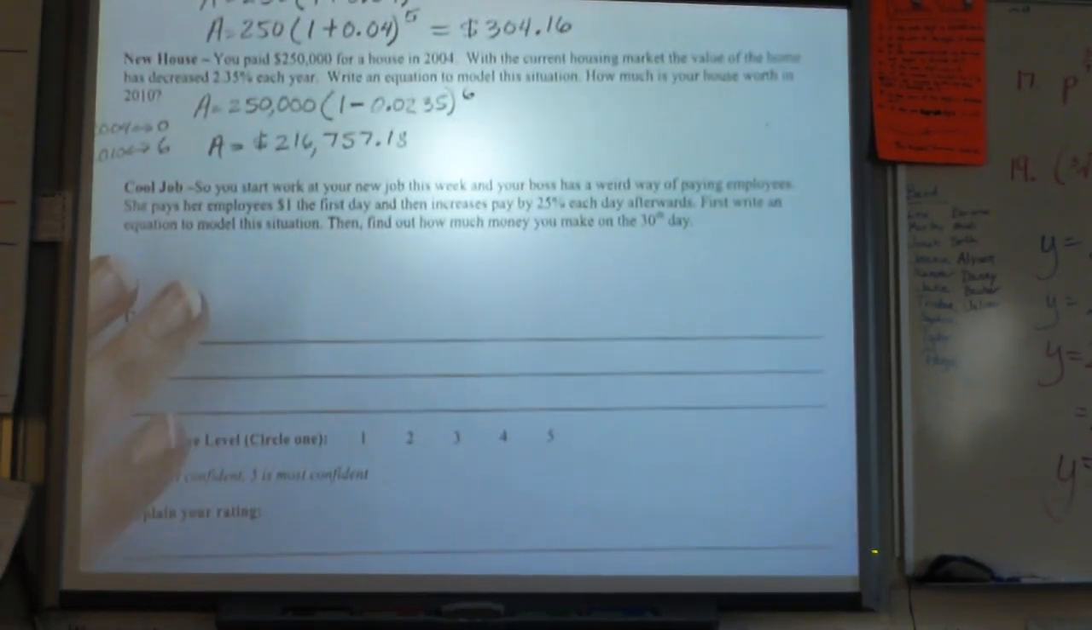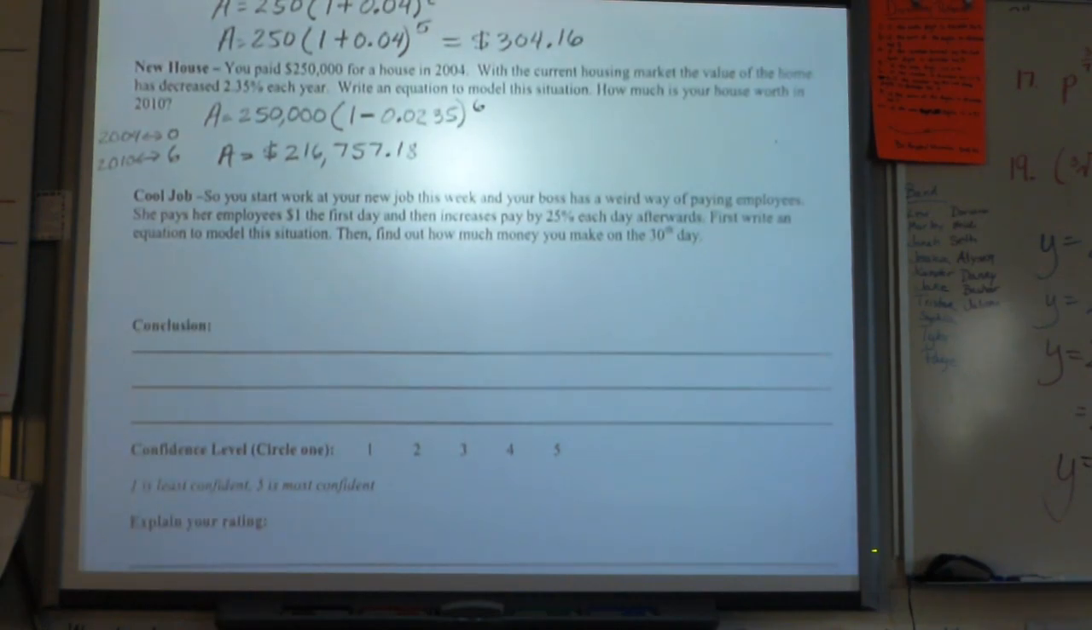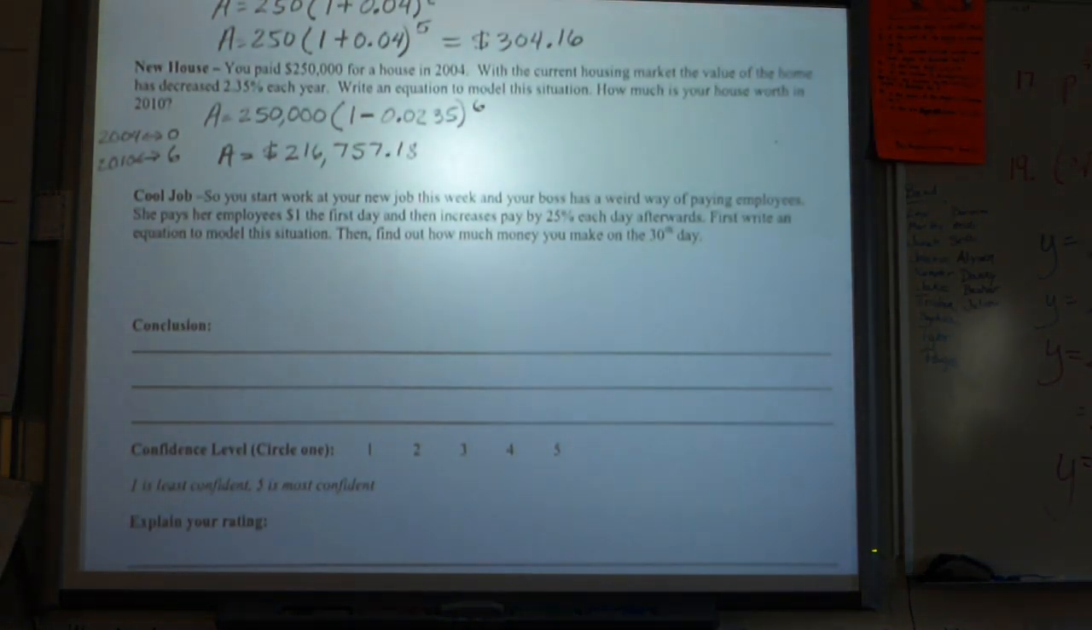Okay, so the house that you paid $250,000 for 6 years later is worth $216,757. So that's bad news. So it's the depreciation. Fortunately, the market's bouncing back.